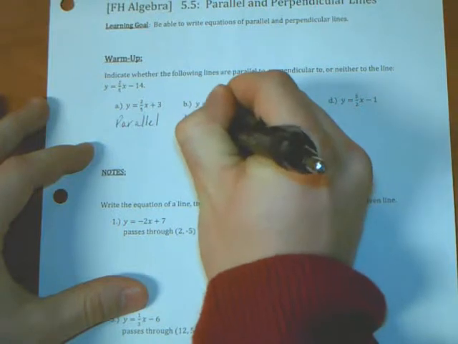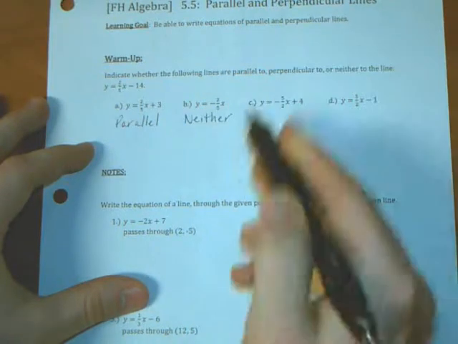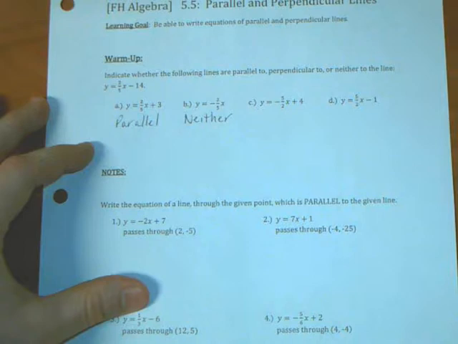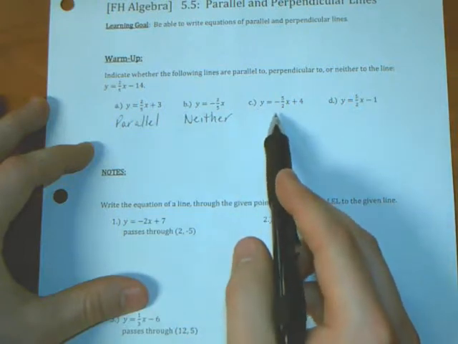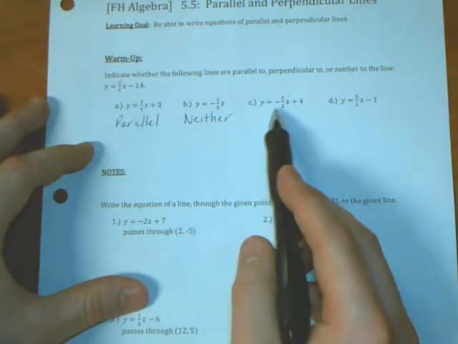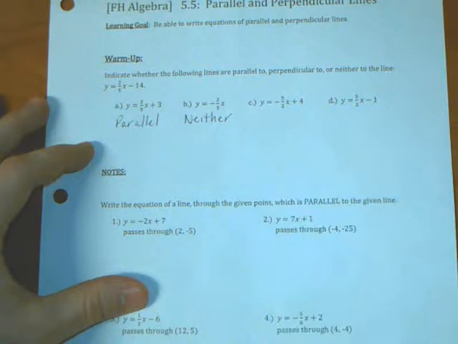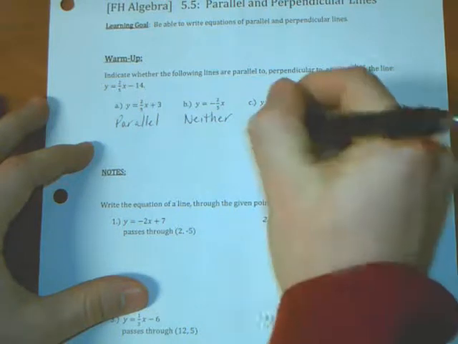We see that it's opposite. The sign is opposite, but it's not flipped. It's not the reciprocal of the slope that we have. So C, we see that the sign is opposite and it's flipped, and the slope is flipped. So that is perpendicular.